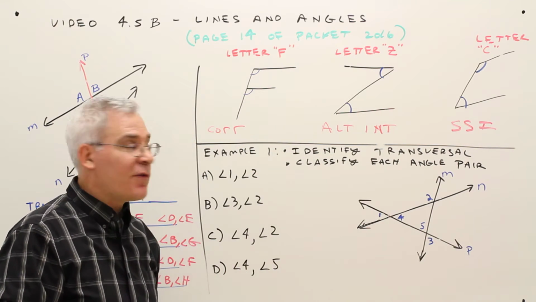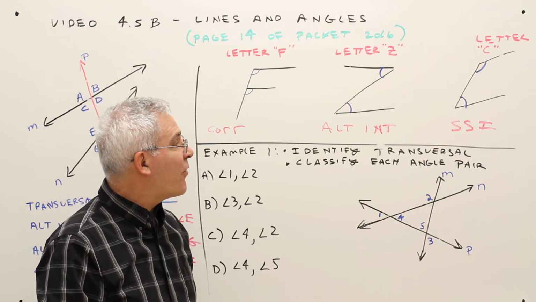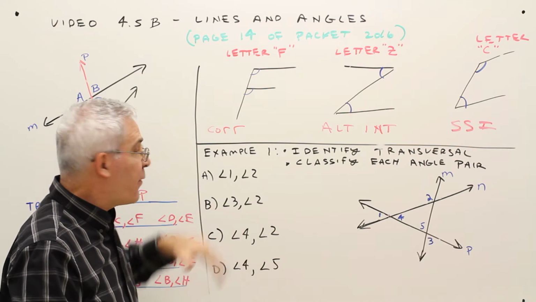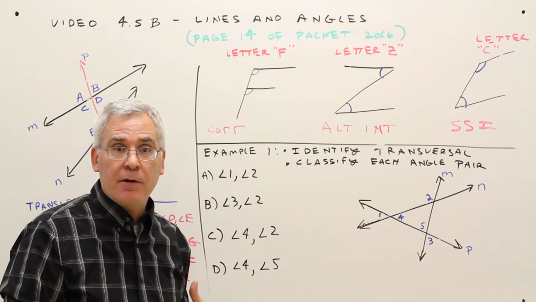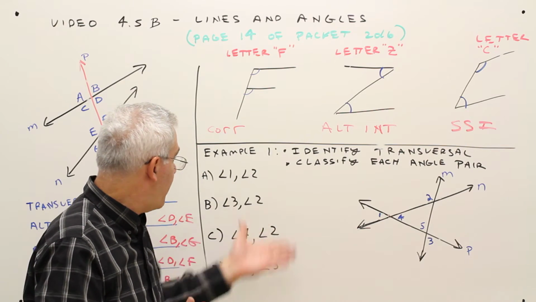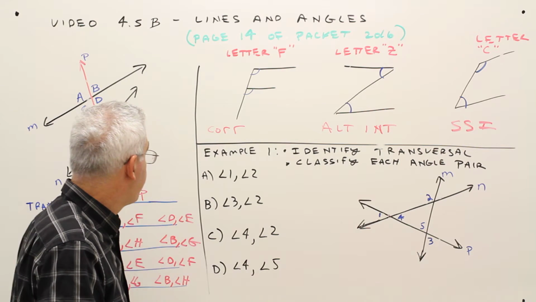Okay, so here's example one. Two things to do. Identify the transversal and then classify each angle pair for these pairs of angles that are provided. Okay, so you should try to work this out. You can pause the video, write it down, and then resume the video and see if you got it right.